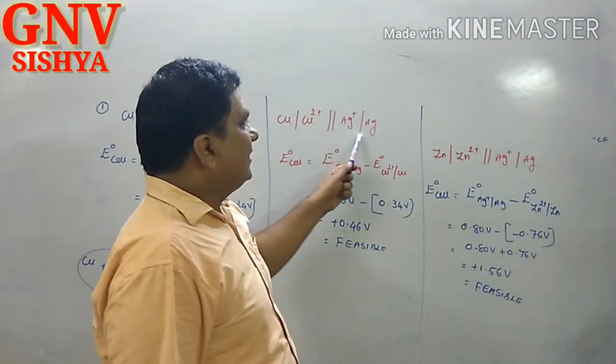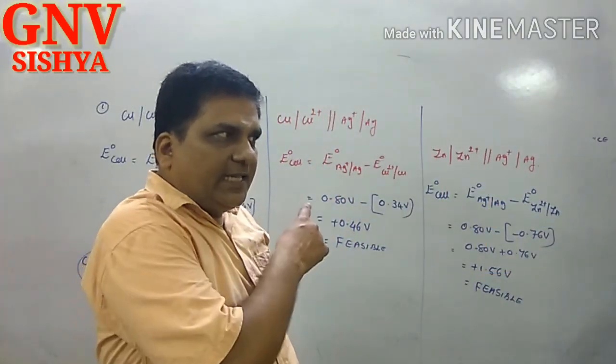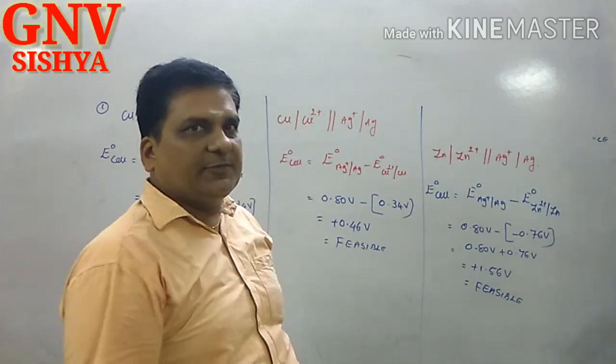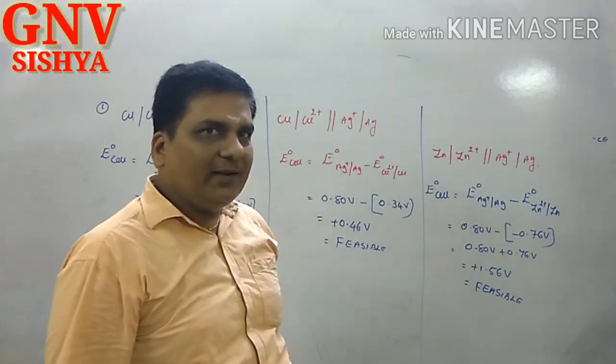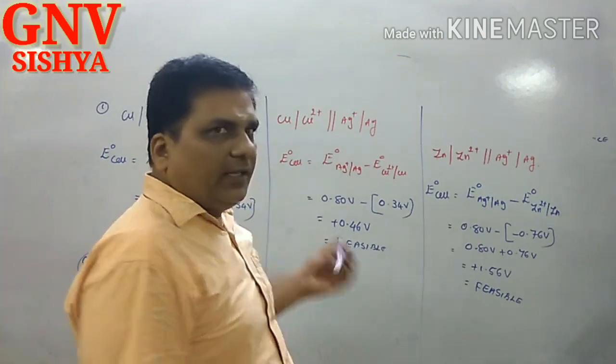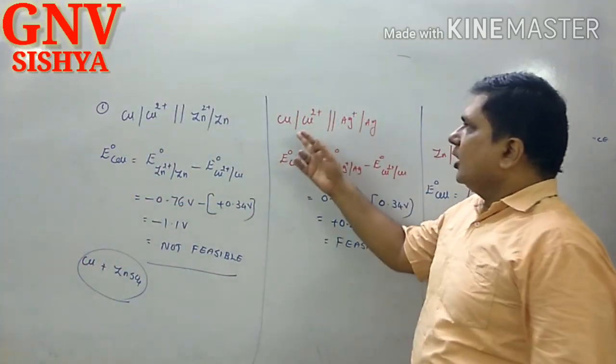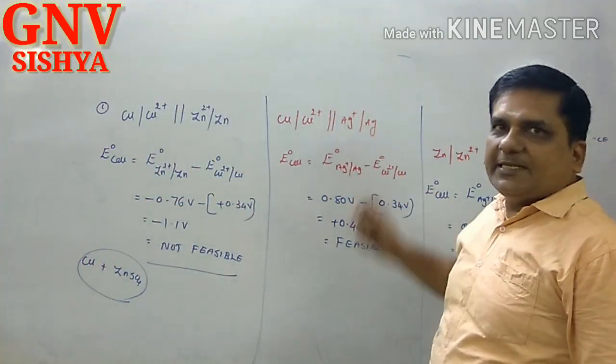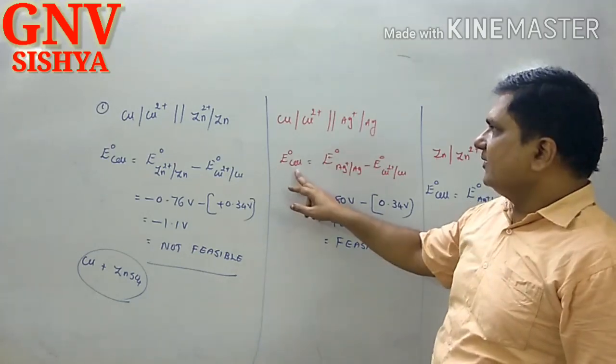This is called a copper silver cell. On seeing this itself, we can predict the cell reaction is feasible because copper is more electropositive than silver. Copper 2 plus, Ag. What is the EMF of the cell? E naught of the cell.